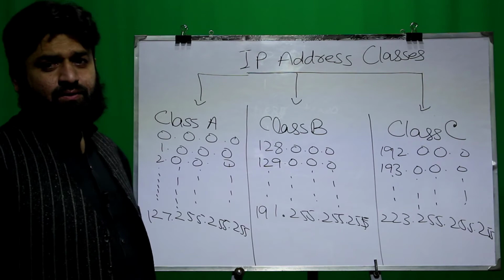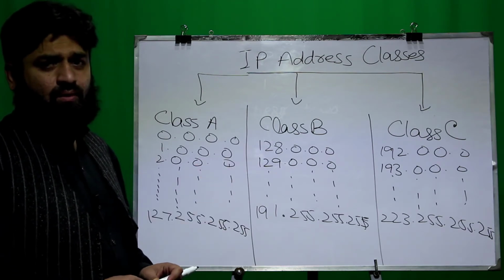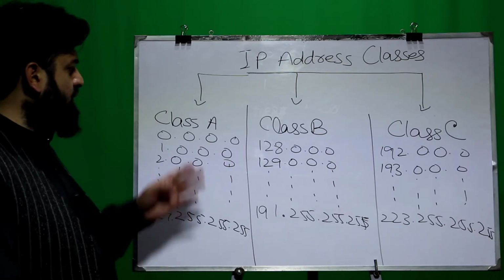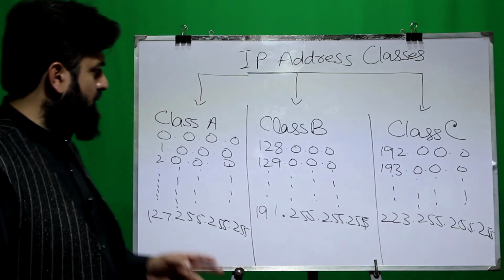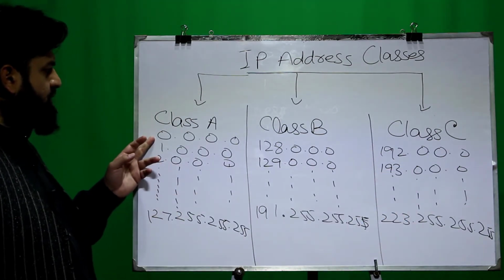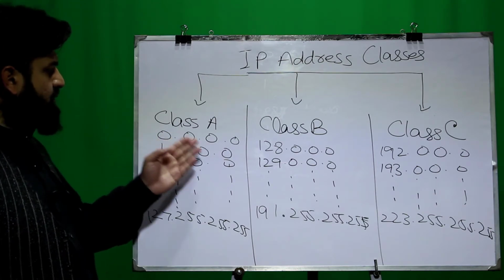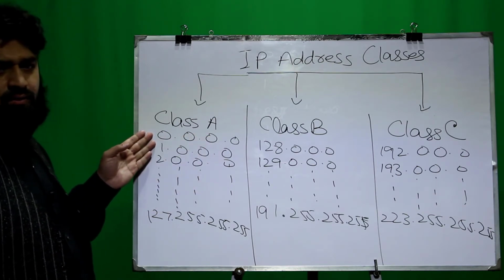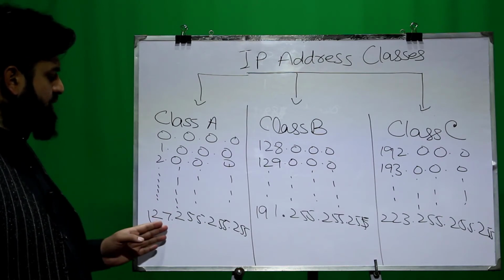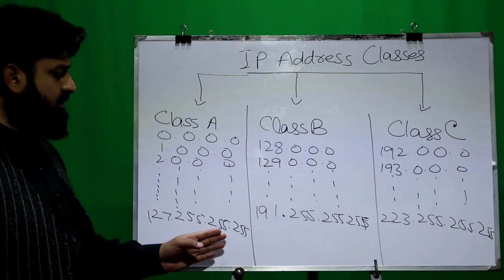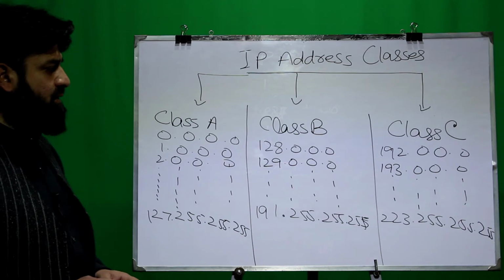We have IP address classes. There are actually 5 classes, but I will just talk about 3 classes. We have class A of the IP addresses, class B and class C. Class A starts from 0 to 127. 0.0.0.0 is the very first address of class A, and 127.255.255.255 is the last or end address of class A.